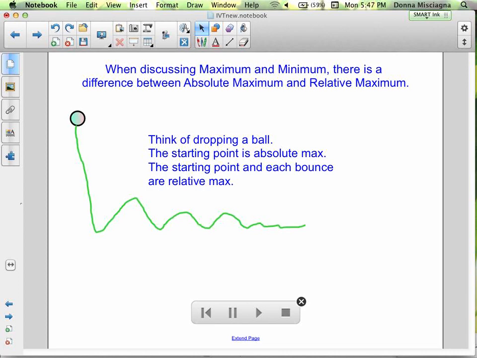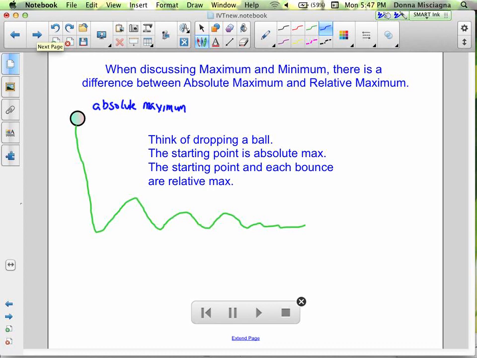All right, so this would be a global or absolute max. And each of these bounces, when it bounces and then goes back up again, these are all relative max. Right, so there's one there, and there, and there, and so forth.